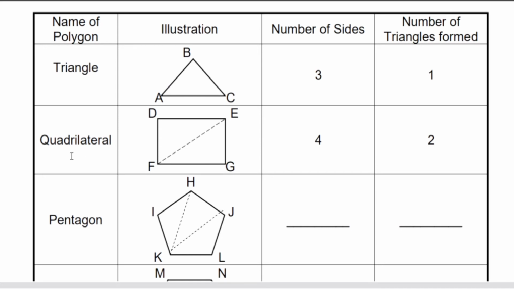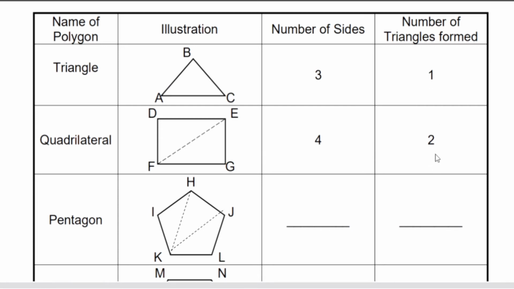Next one, we have the quadrilateral. So quadrilateral has 4 sides. So this is the illustration. And the number of sides, we have 1, 2, 3, 4. And the number of triangles formed is 2. So we draw a diagonal in the quadrilateral and form 2 triangles.